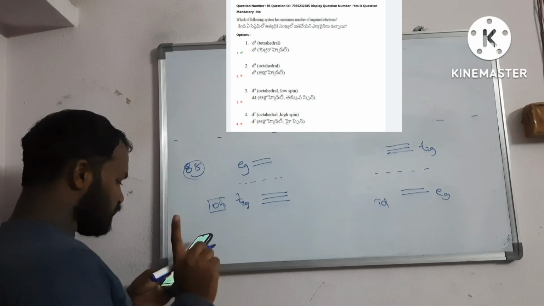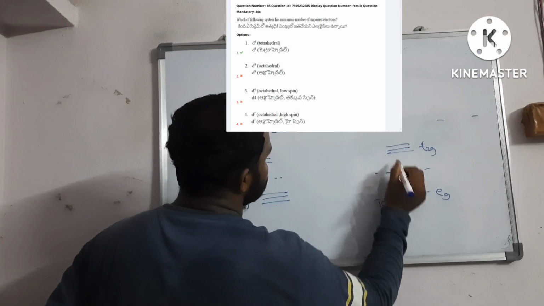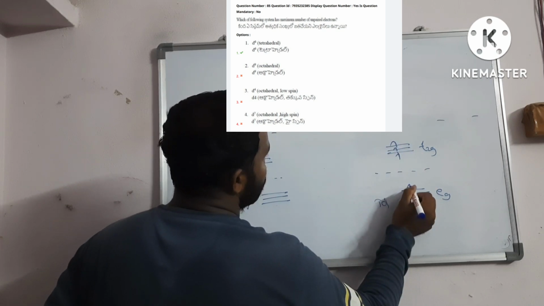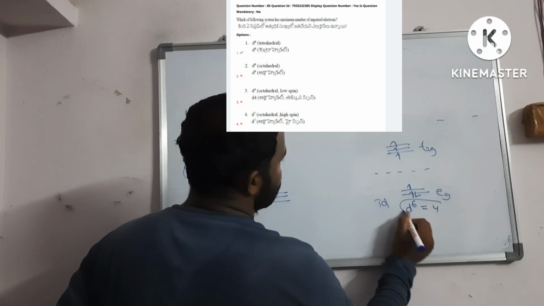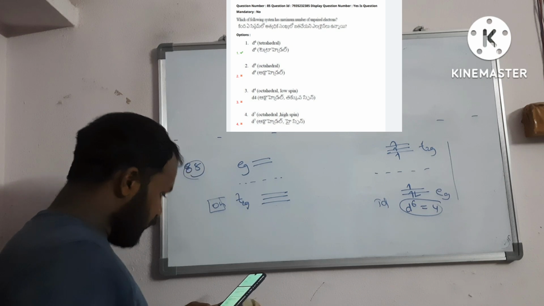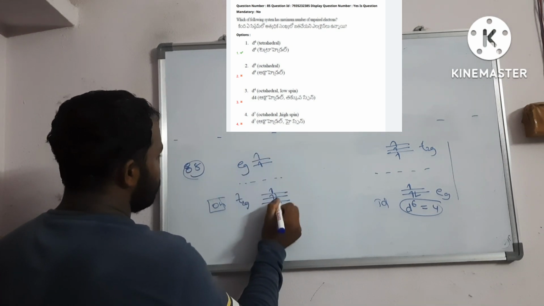What is the question? First, D6 tetrahedral. D6 means 6 electrons: 1, 2, 3, 4, 5, 6. How many unpaired electrons? 1, 2, 3, 4 unpaired electrons are there. Next, what is given? D9 octahedral: 1, 2, 3, 4, 5, 6, 7, 8, 9.